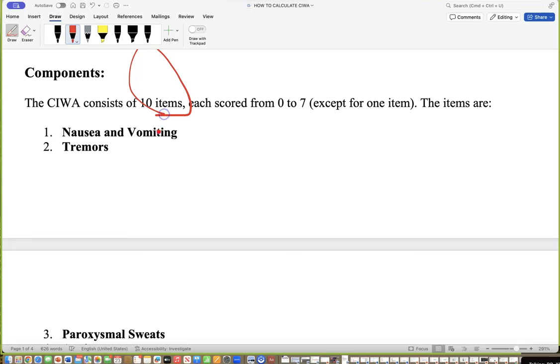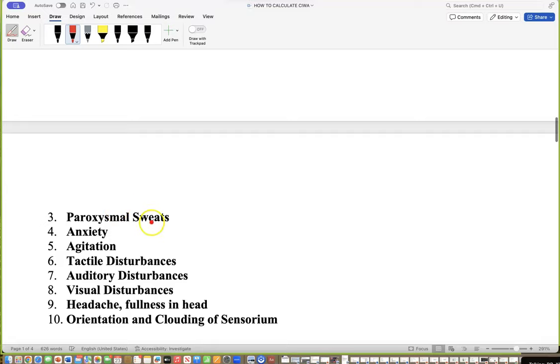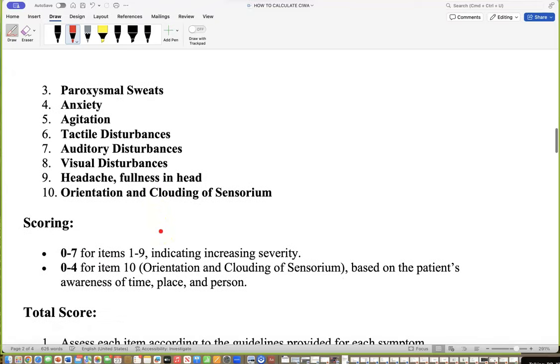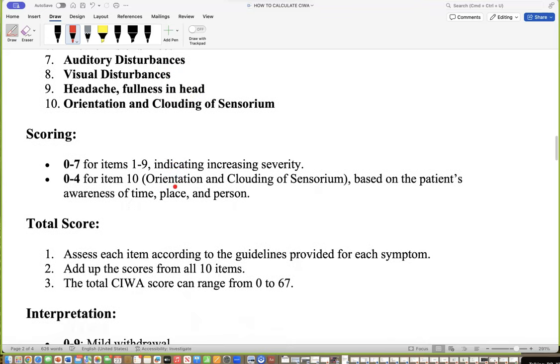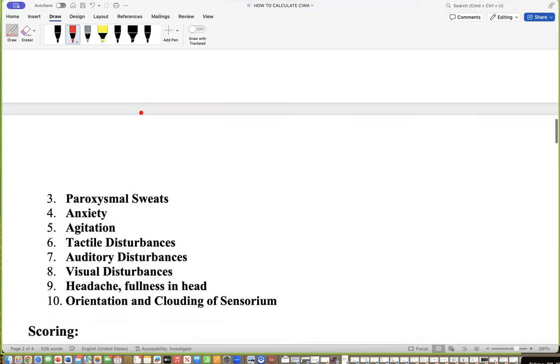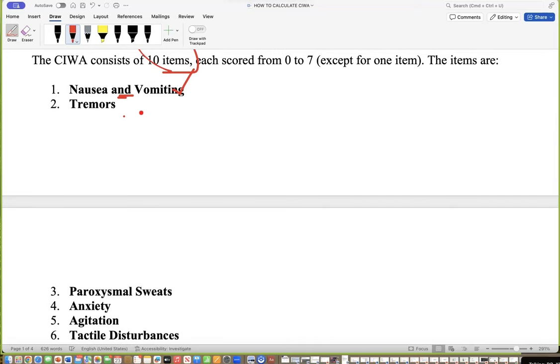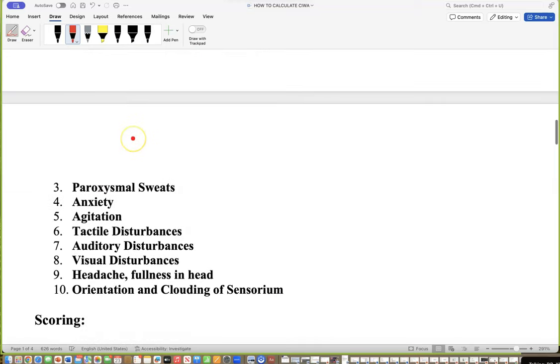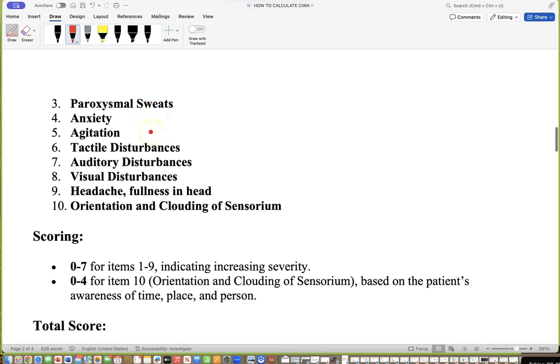So what are the 10 items? It is nausea and vomiting, and that is one word. It is tremors, paroxysmal sweat, anxiety, agitation, tactile disturbances, auditory disturbances, visual disturbances, headaches and fullness in the head, orientation and clouding of sensorium. Again, the 10 components of CIWA are nausea and vomiting, tremors, paroxysmal sweat, anxiety, agitation, tactile disturbances, auditory disturbances, visual disturbances, headache and fullness in the head, orientation and clouding of sensorium.